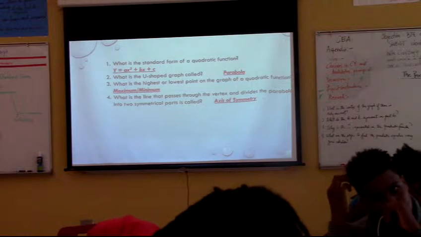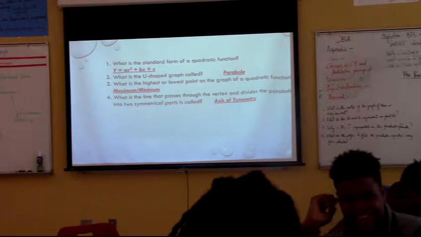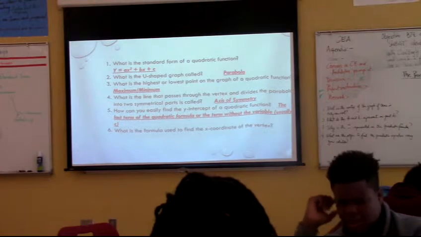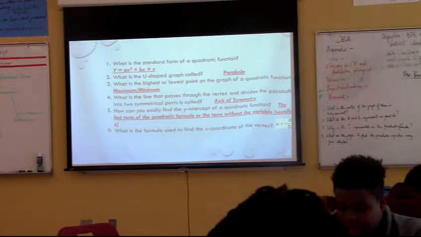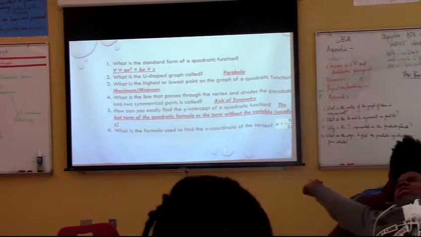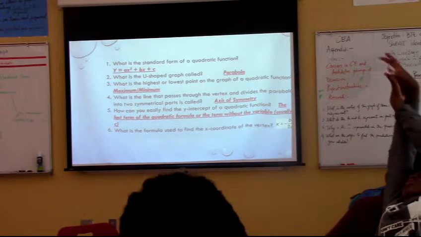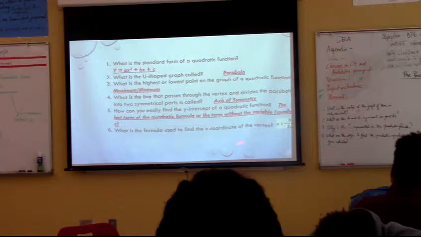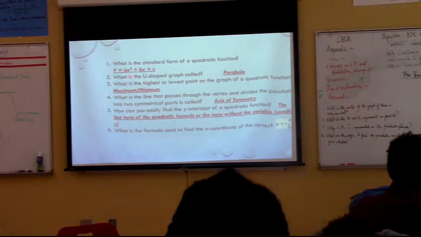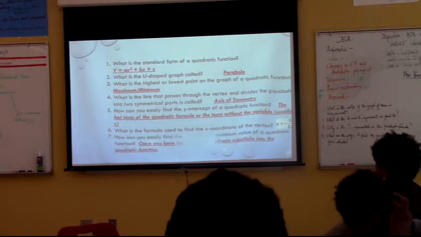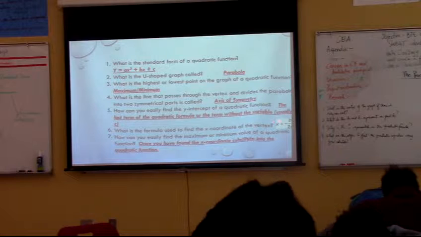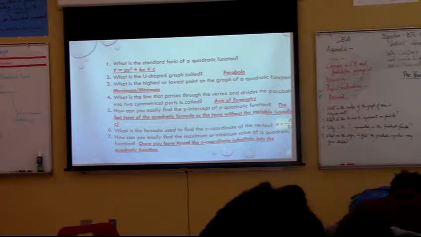What's the formula used to find the x-coordinate of the vertex? x equals negative b over 2a. There you go. Very good. x equals negative b over 2a. So you got that. And number 7, how can you easily find the maximum or minimum value of the quadratic function? Once you've found the x-coordinate, you plug it back into your equation or function, and once you substitute, you find what y is equal to. And remember, this x and y make up the point for your vertex.